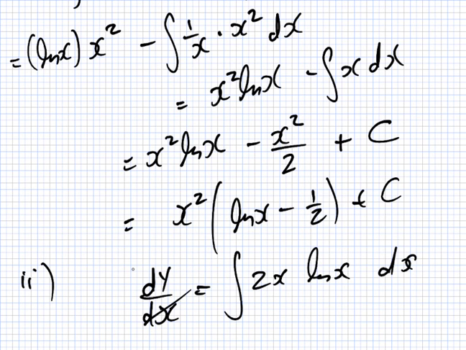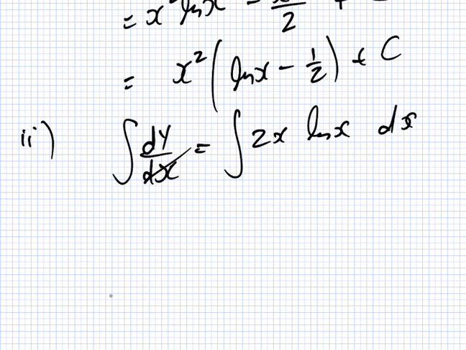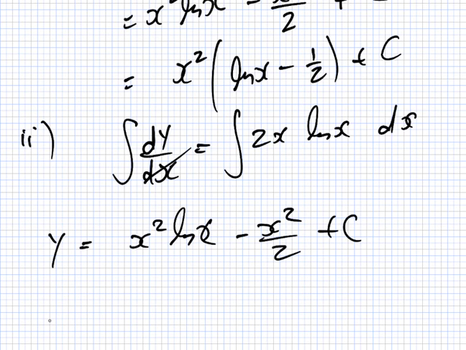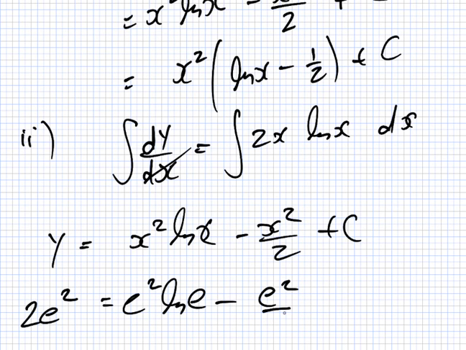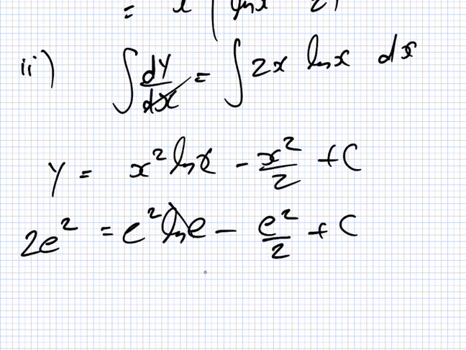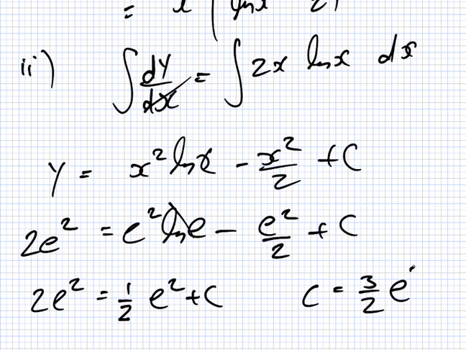Have you seen this problem before? Just a second. Yes. Quite recently we've seen it. So this will be y equals x squared log x minus x squared over 2 plus c. To find the c, use a point, and the point they give us is 2e squared equals e squared log e minus e squared over 2 plus c. What's this? This is 1. And this is 2e squared equals a half e squared plus c. So therefore c equals 1.5 e squared.